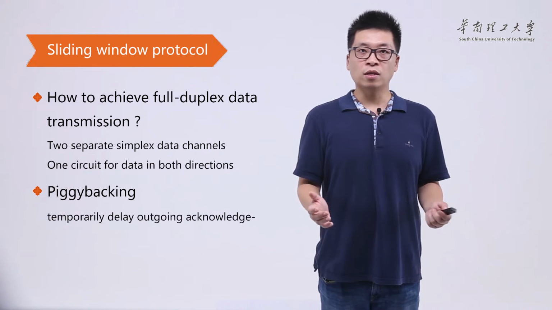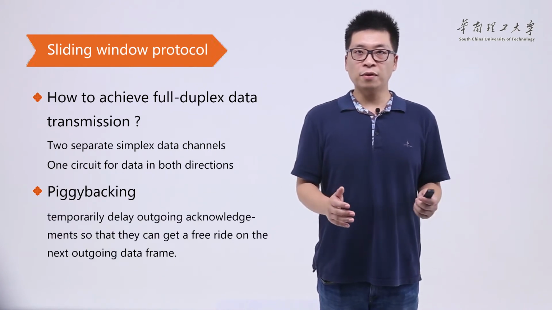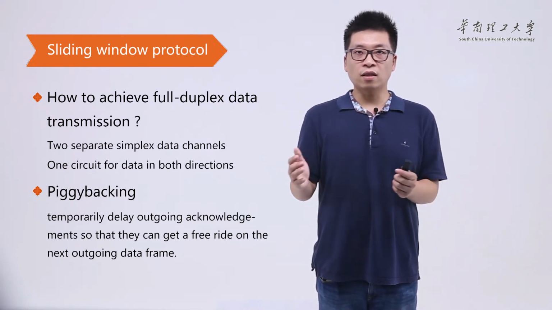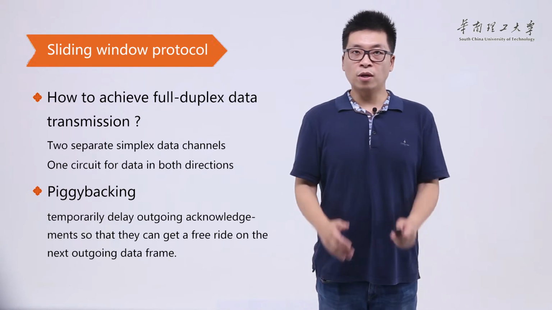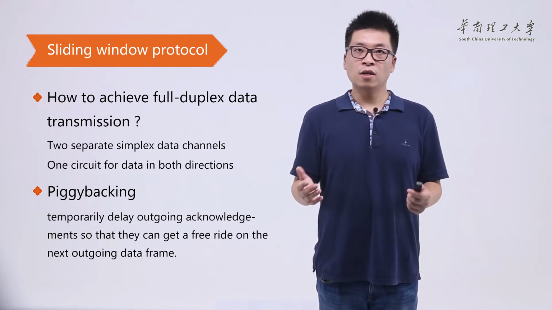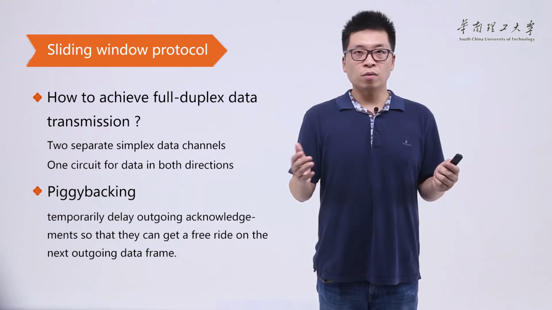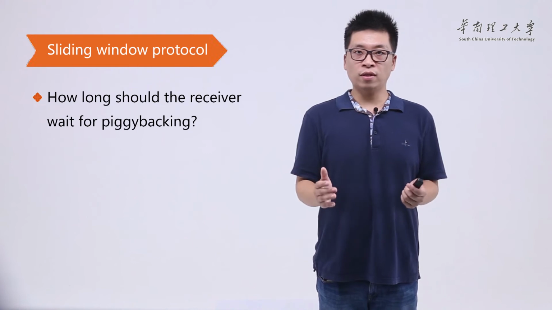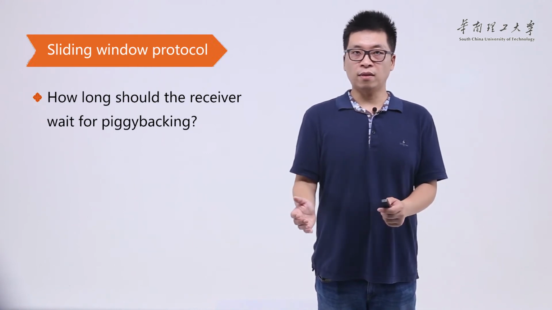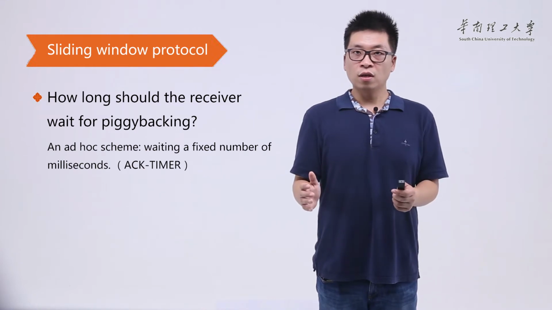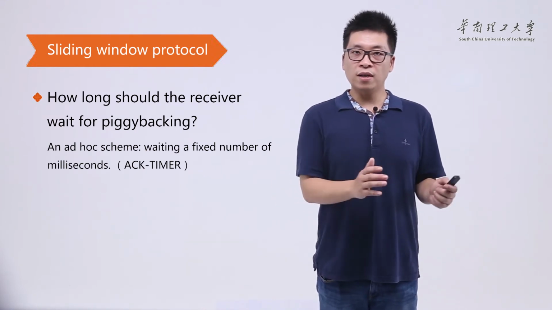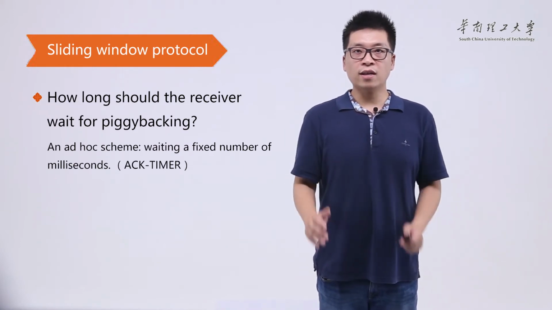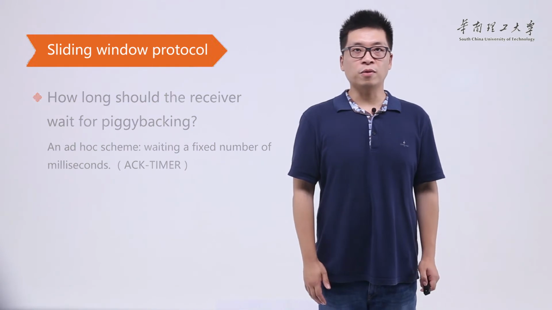It is about temporarily delaying outgoing acknowledgements so that they can get a free ride on the next outgoing data frame. Because now the data transmission is bidirectional. So the question is, how long should the receiver wait for the piggybacking? An ad hoc scheme is to wait a fixed number of milliseconds. So this involves a timer, we call it the ACK timer. It's a timer for acknowledgement.